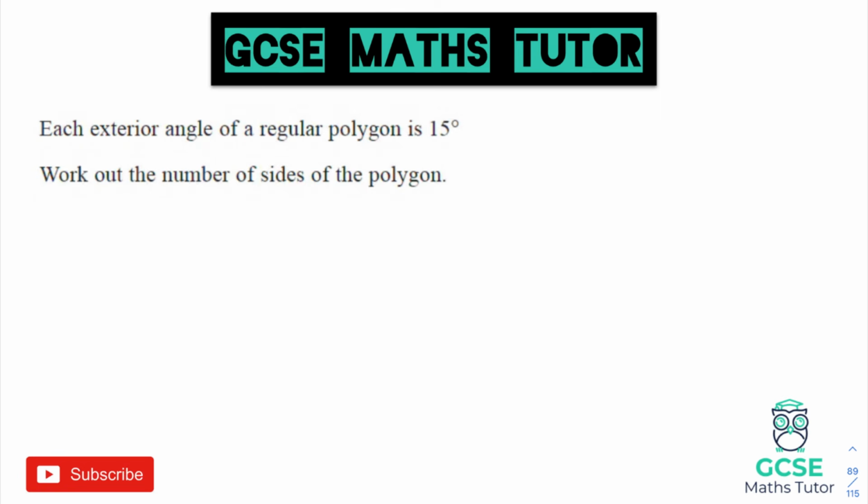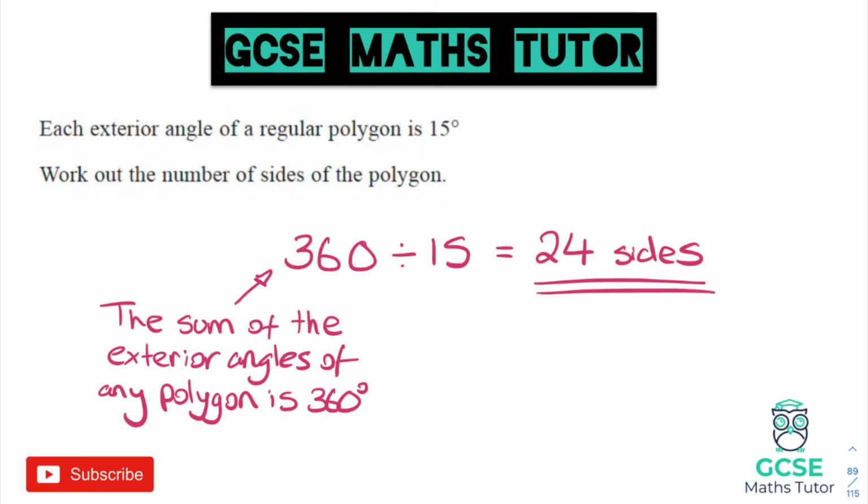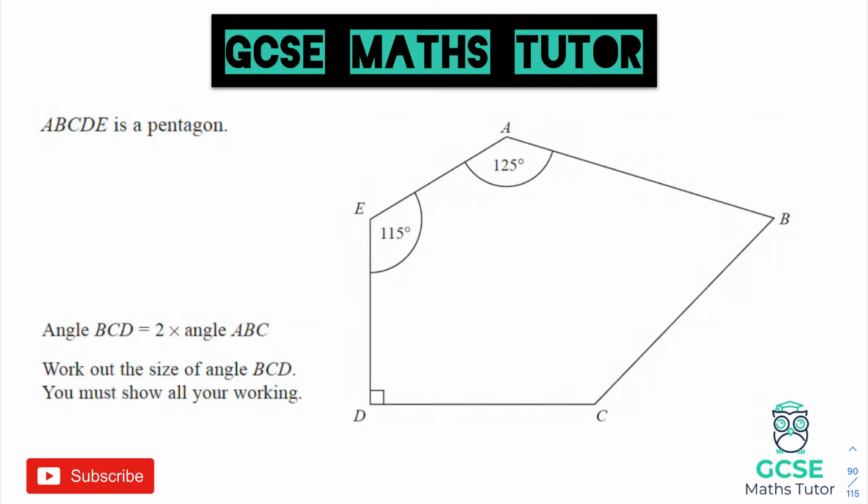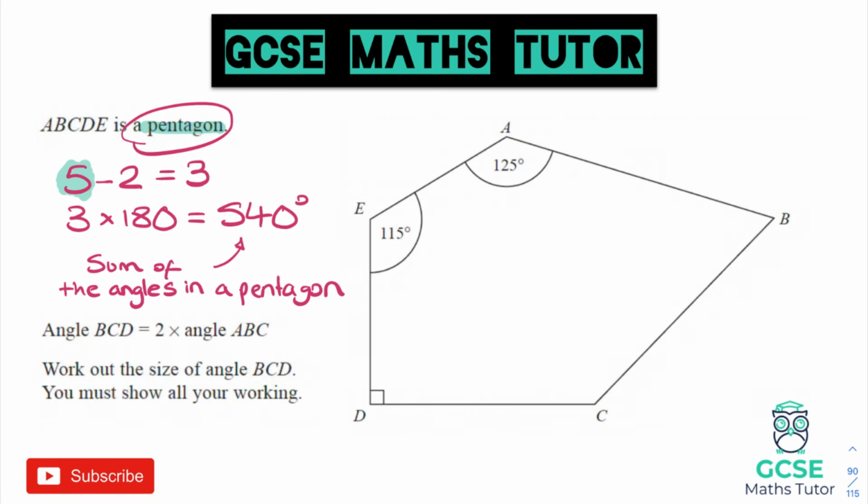For polygons, remember all of the exterior angles of a polygon add up to 360. That fact can help you find the amount of sides. And if you're finding interior angles, you may have a regular or an irregular polygon. No matter what, you want to find the sum of the angles, so take away 2 from the amount of sides and times by 180.